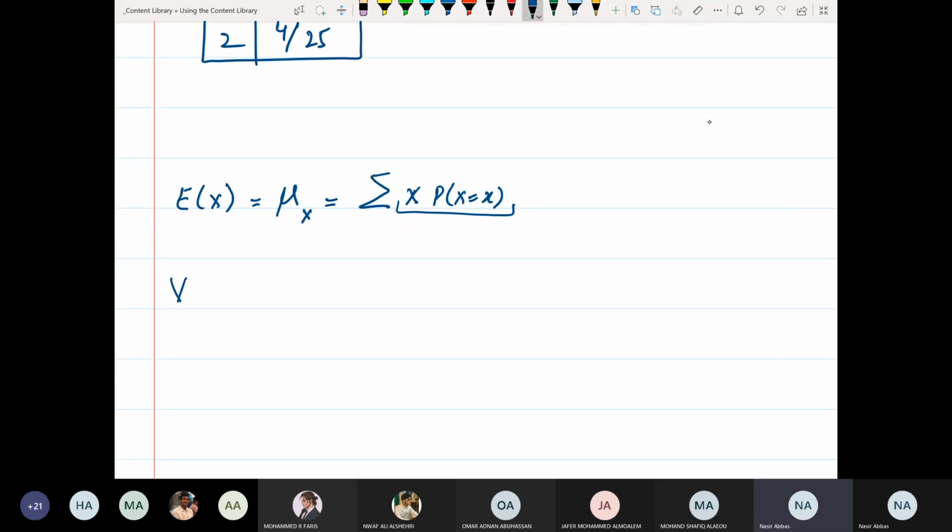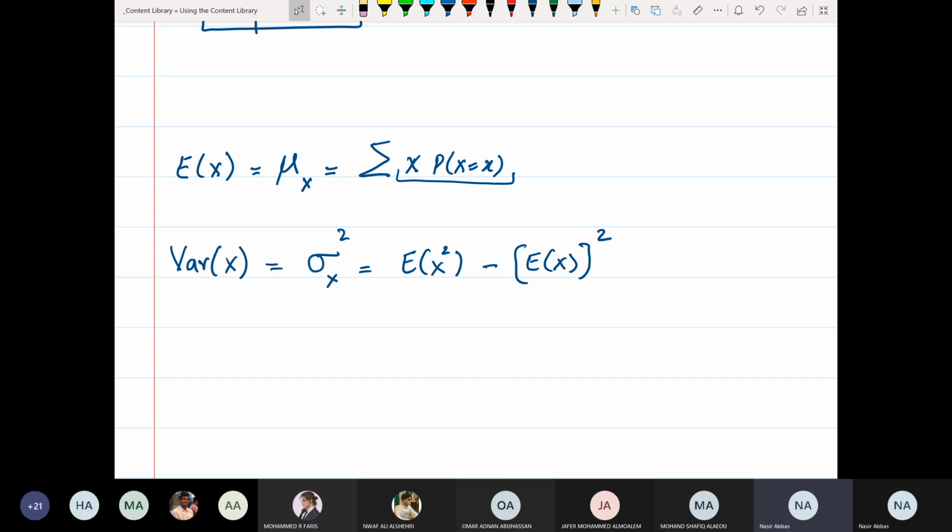Similarly, if you're interested in the variance of x, have you covered this variance concept in the lab? This will be expected value of x square minus expected value of x whole square, where this expected value of x is simply what you found as mu of x, and where expected value of x square is the summation of x square times p of x equals x. There is a formula here, this one.